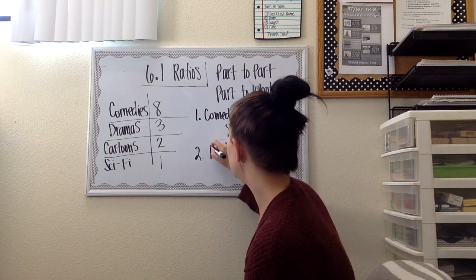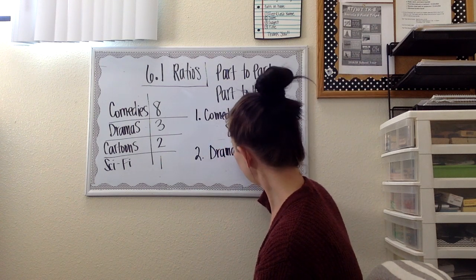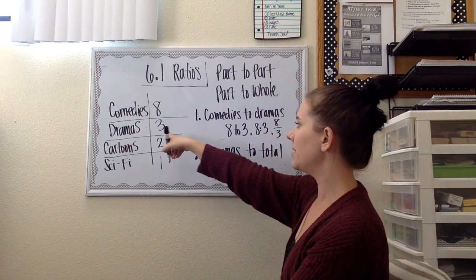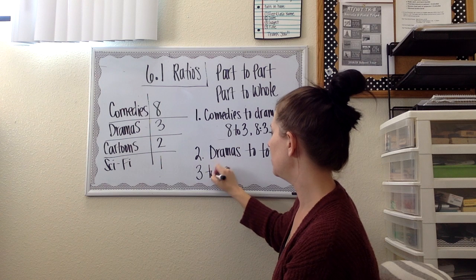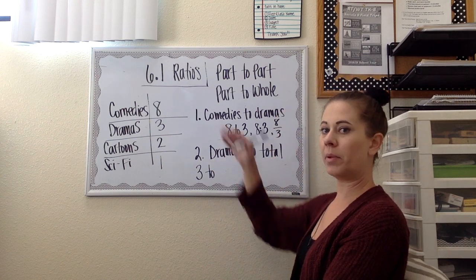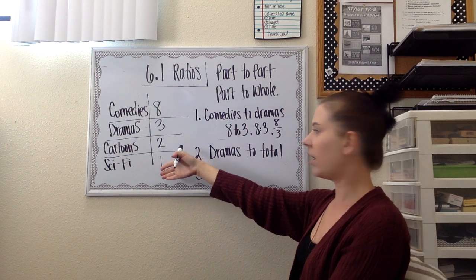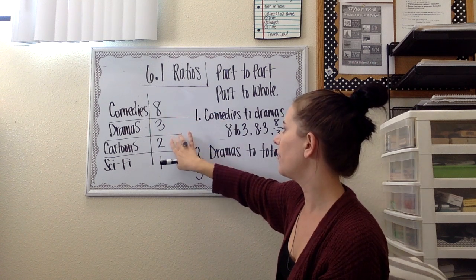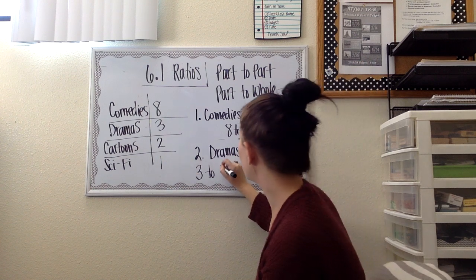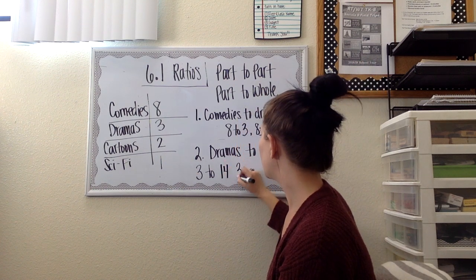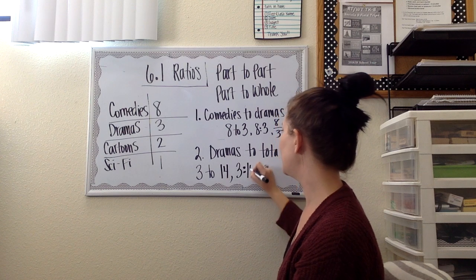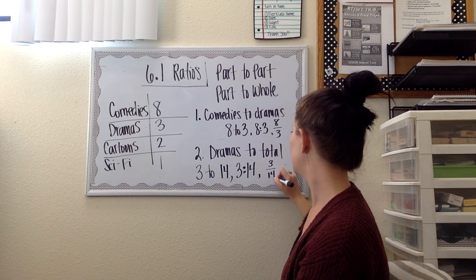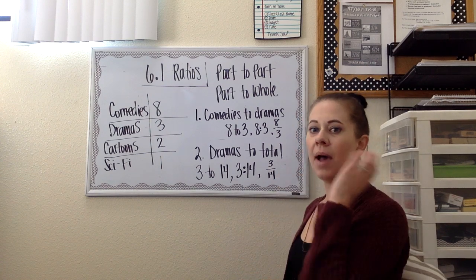So they're asking us to do dramas to total. So dramas, we know there's 3, 2. And when they're asking us for the total, we want to add up all the movies that are totaled here. So 8, 9, 10, 11, 12, 13, 14. So 3 to 14. We can write it like that, we can write it like this, and we can write it like this. Okay? And you have to keep to the order.